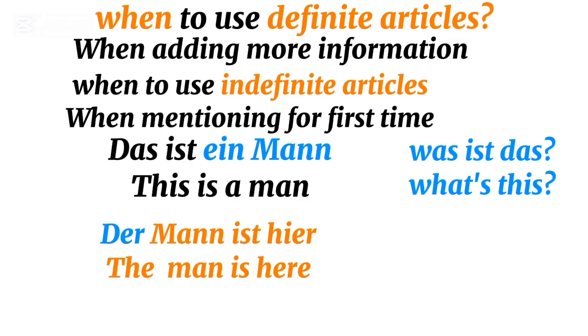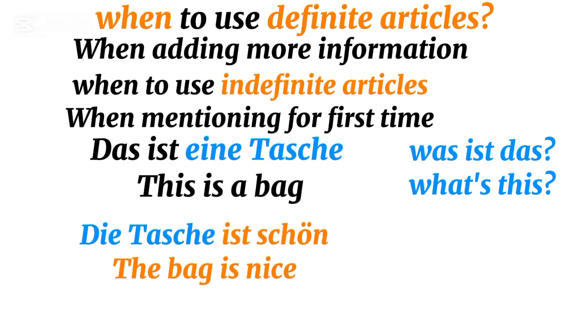Now let's proceed to feminine. Okay. Feminine. Was ist das? Das ist eine Tasche. That is a bag. We want to give more information. Die Tasche ist schön. Okay? We are giving more information.